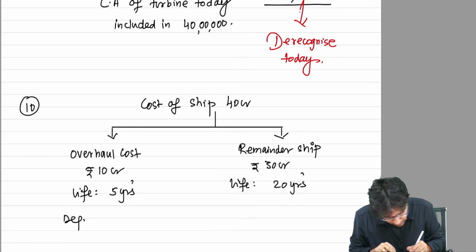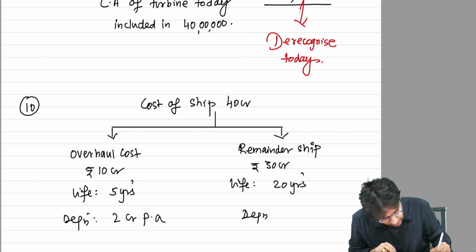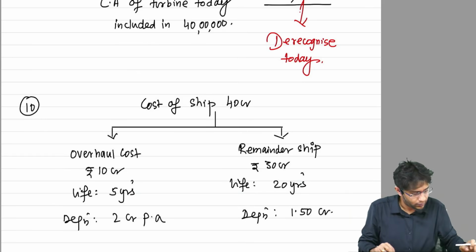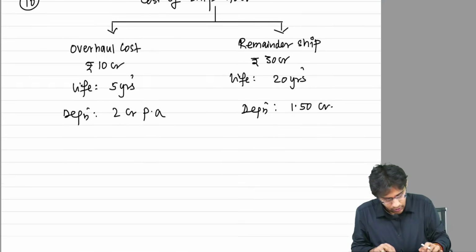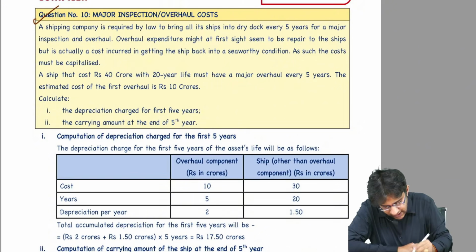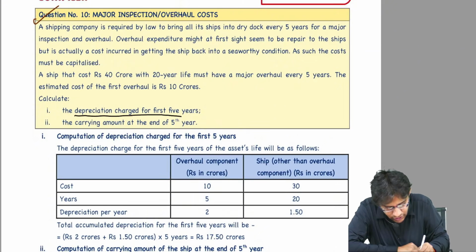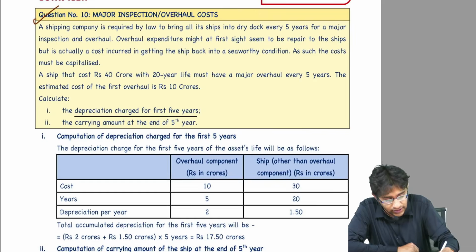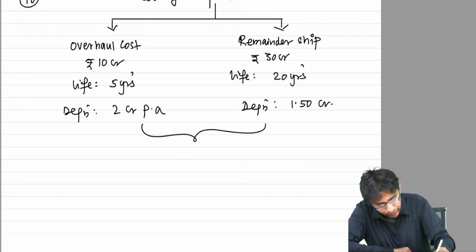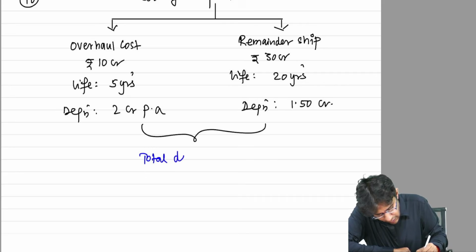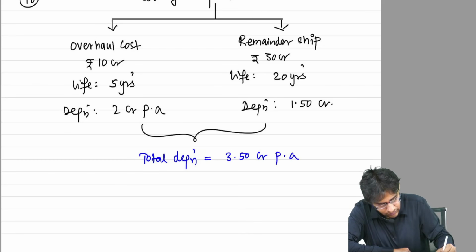So depreciation component is 2 crores per annum. Here depreciation component is 1.5 crores per annum. Okay. He's asking, calculate the depreciation charge for the first 5 years. What is there? So this only. Therefore, total depreciation will be 3.5 crore per annum for first 5 years.